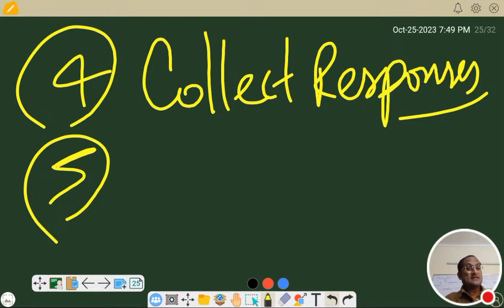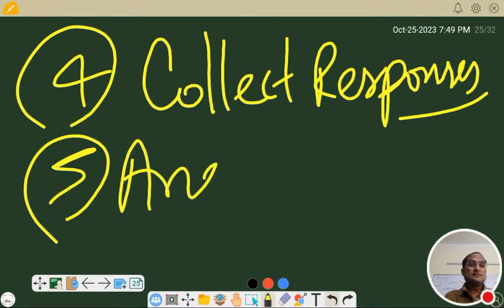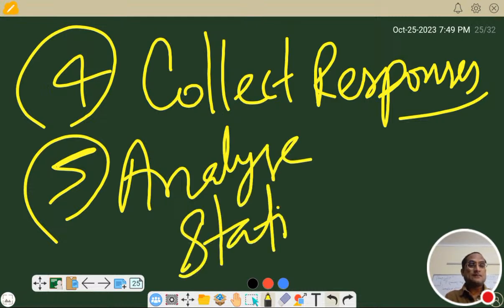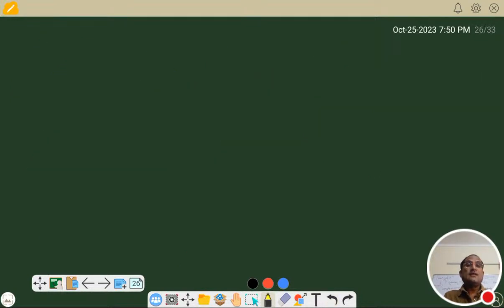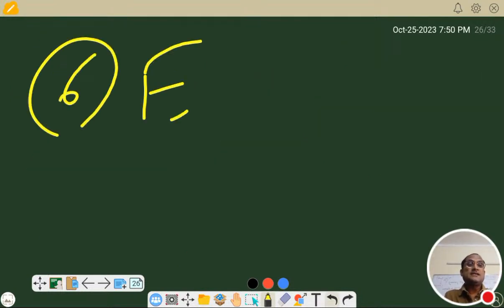Likewise, when we say the data has been collected, responses have been collected, it will be analyzed statistically. It does not mean that mathematics will be done. Statistical analysis will be done. You have done the statistical analysis, then you finalize and write the report.